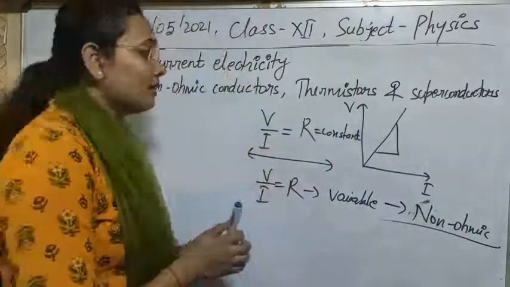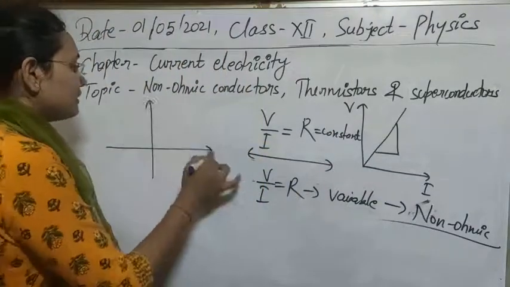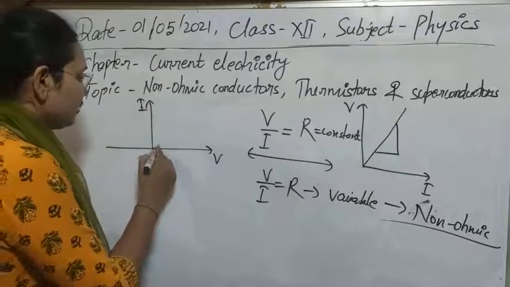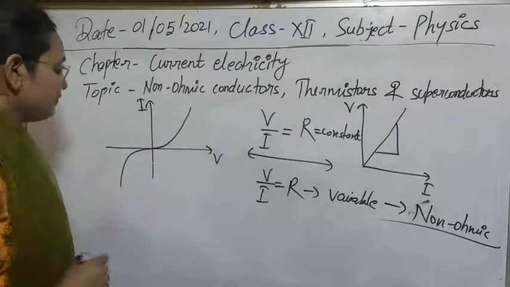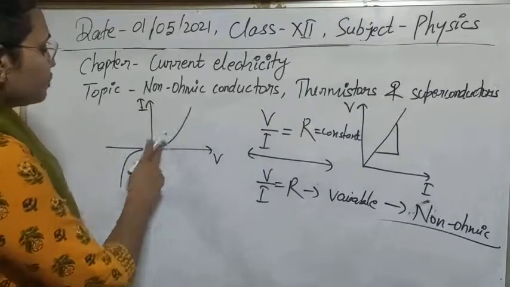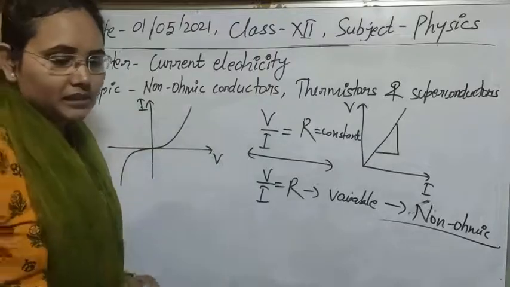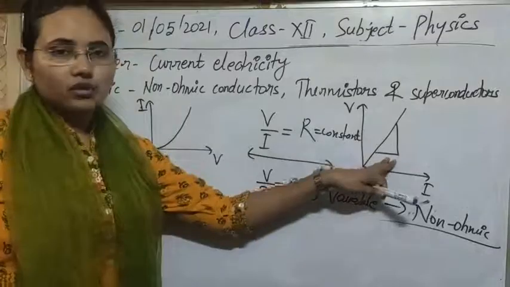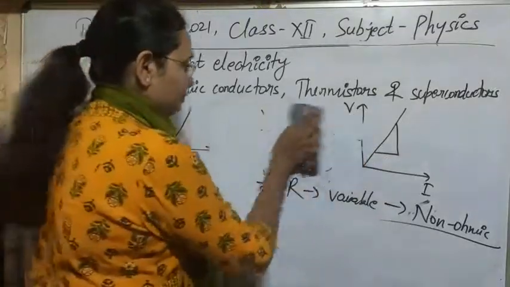Even for the semiconductor diode, if you draw the VI characteristics, there are two types of biasing we get. Later you will study that. Its graph is obtained sometimes this way. Here you are seeing that this is not a linear graph, this is a curve-type graph we are getting. So it means that this does not follow Ohm's law. So the semiconductor diode is also a non-ohmic conductor.